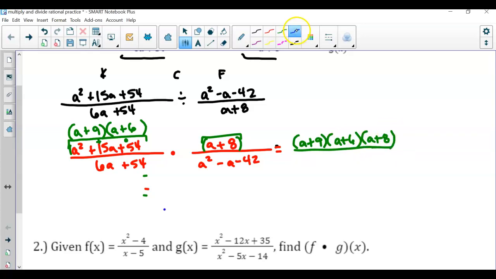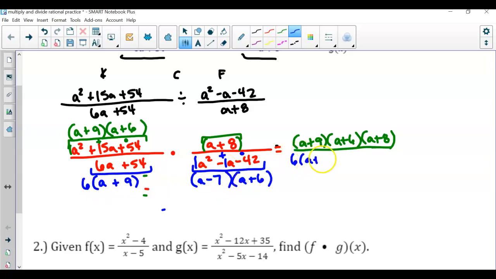Now in the denominator, I notice in the first denominator, we do have a GCF. I have a GCF of 6. So now when taking that out, I've got a plus, well, 54 divided by 6 is 9. Then the second is a trinomial. A is 1, so I can go straight to my parentheses, where what numbers multiply to give me negative 42 and add to give me negative 1? Negative 7 and positive 6. So now multiplying straight across, I'm going to leave everything here in factored form in my denominator.